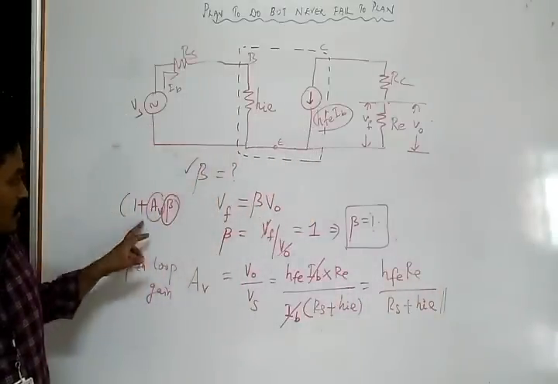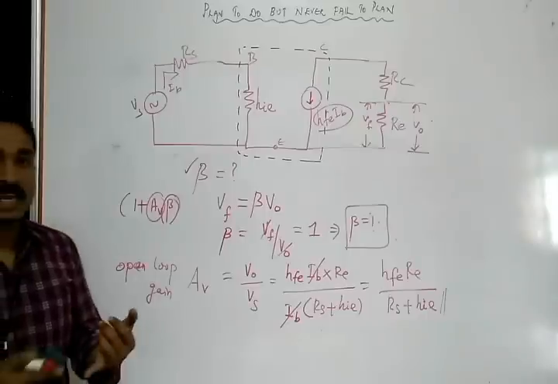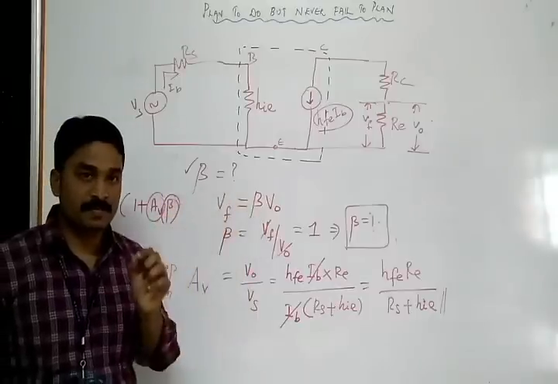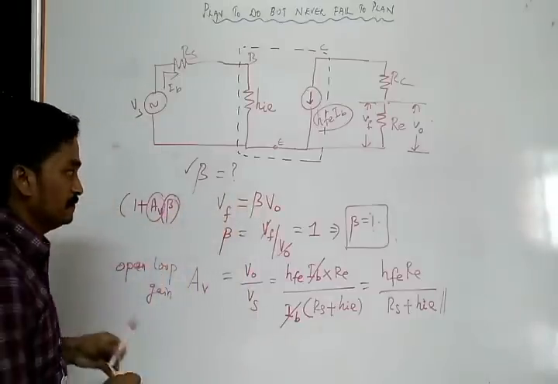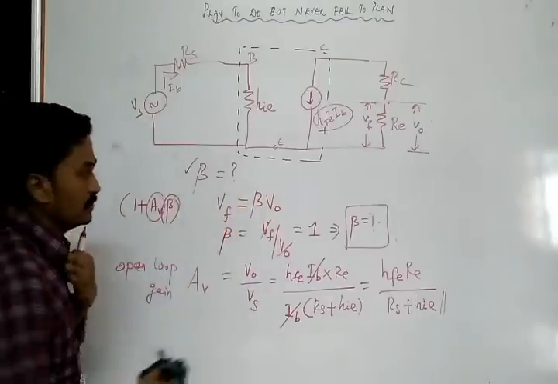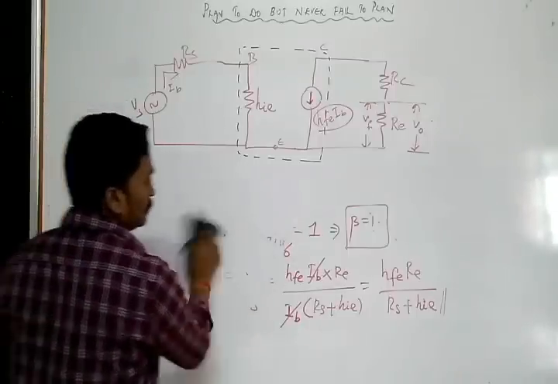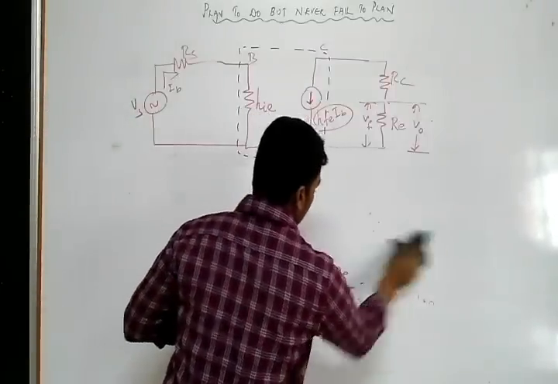Clear? So once we get this, we can find AVF, RI and RIF according to the feedback amplifier, especially for the voltage series feedback amplifier. Since it is a video, you can copy this after pausing your player.